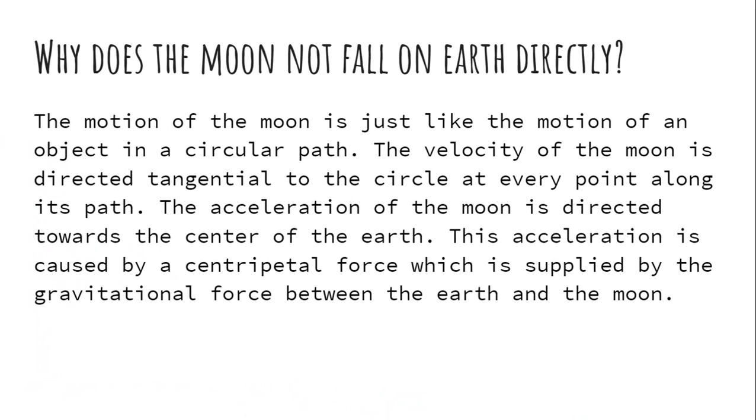And now, why does the moon not fall on Earth directly? Obviously, it will just fall on Earth because of the Earth's gravitational field. But no, it doesn't, okay? Because the motion of the moon is just like the motion of an object in a circular path. The velocity of the moon is directed tangential to the circle at every point along its path. The acceleration of the moon is directed towards the center of the Earth, and this acceleration is caused by centripetal force, which is supplied by the gravitational force between the Earth and the moon.